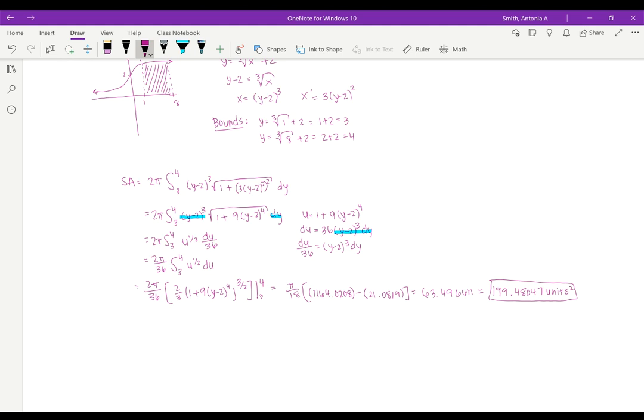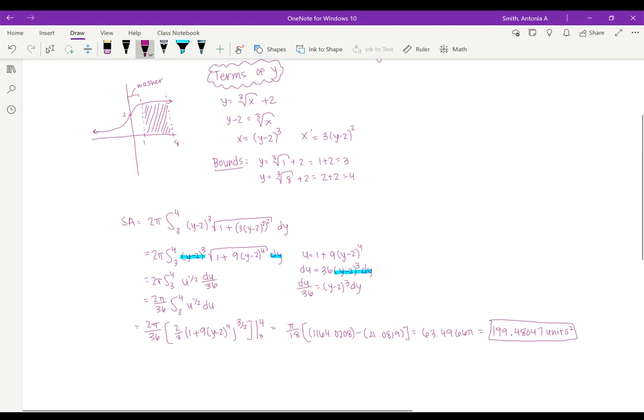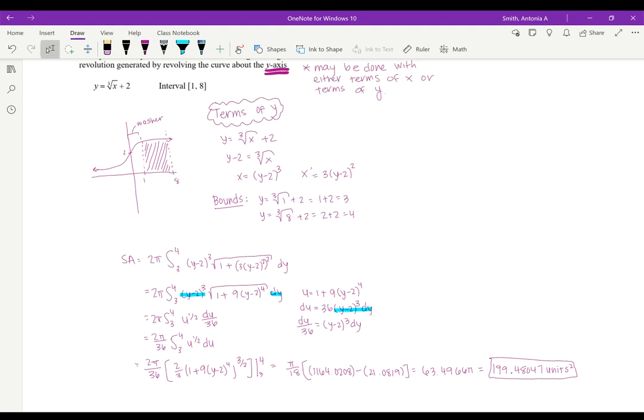Okay, so this was a good example to show you how we would integrate in terms of y instead of in terms of x. But again, it doesn't matter which one you do here. You could have done this in terms of x. Your integration would have just been a little bit different, and you would have needed to simplify some more rational functions there.